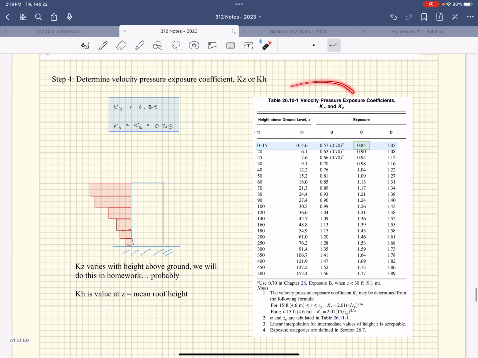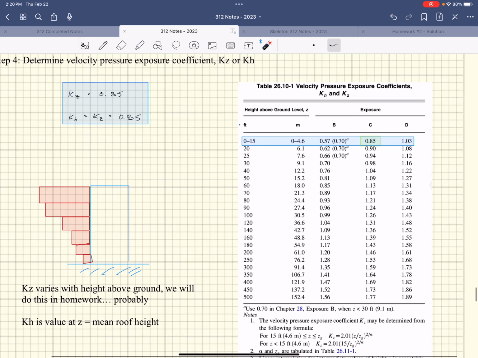But you go over to this table, 26.10-1. We have 15 feet, so 0 to 15 feet applies. We are in exposure category C, so we get a Kz value equal to 0.85. Again, Kz and Kh are equal in this case. They're the same because the mean roof height and the z that we're looking at are both at the same height. So both Kz and Kh are going to be 0.85.